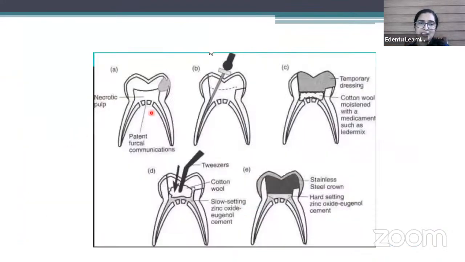As I told, always try to help your own explanation, or put up a simple pictorial representation so that the examiner gets a very good idea that you are really aware of the procedures involved in the pulpectomy.